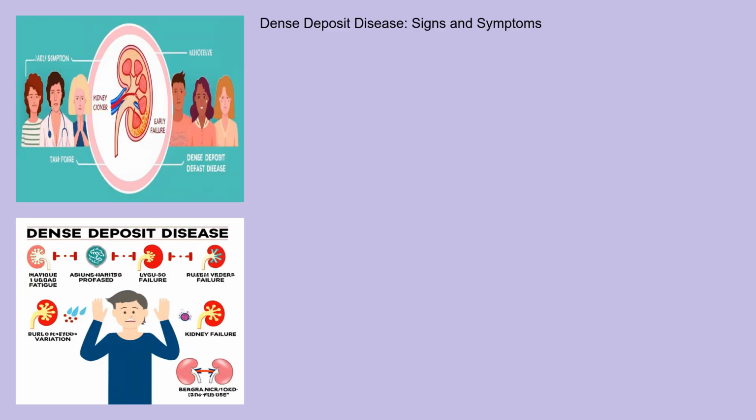The signs and symptoms of dense deposit disease can vary from person to person. Many individuals initially experience subtle symptoms, which can make early diagnosis challenging. Some common signs and symptoms include proteinuria, which is the presence of protein in the urine, hematuria, or blood in the urine, which may cause the urine to appear pink or brown, edema, or swelling, particularly in the ankles, feet, and around the eyes, high blood pressure, and fatigue.